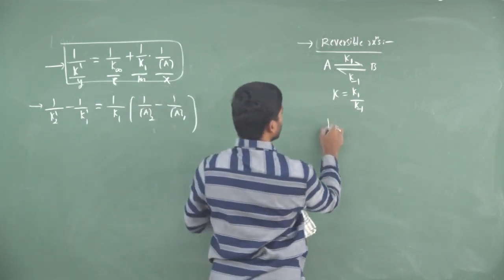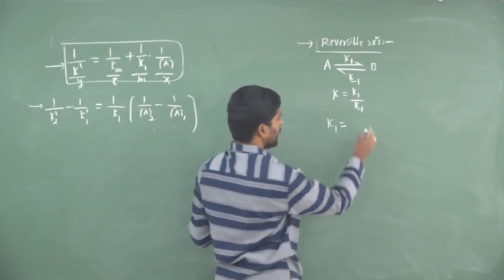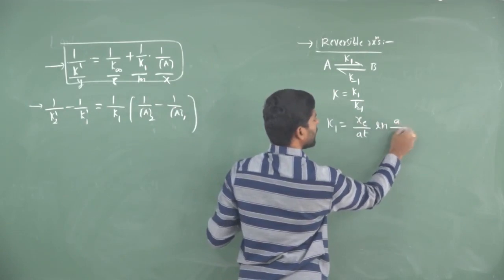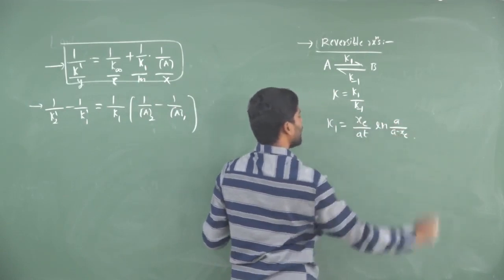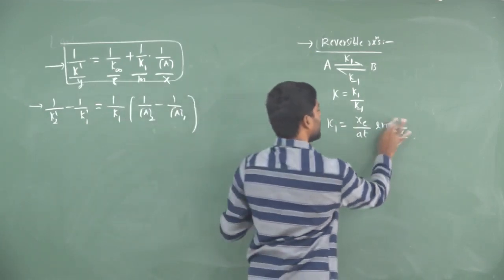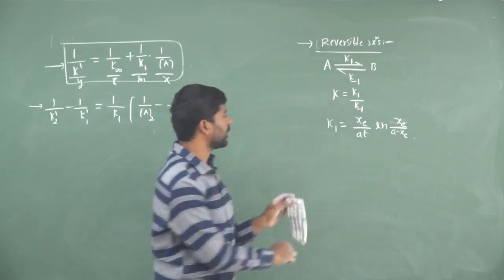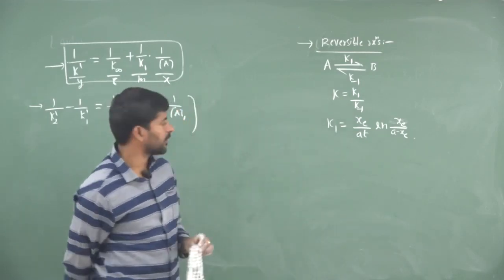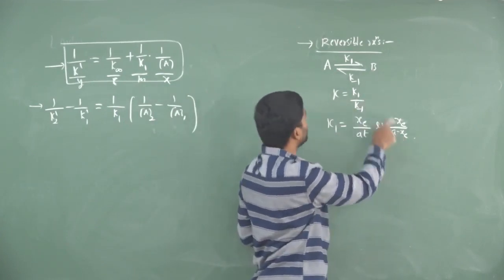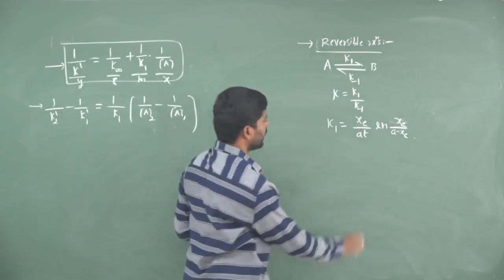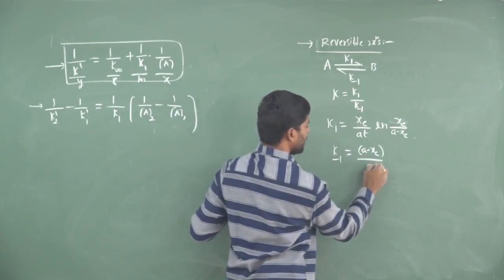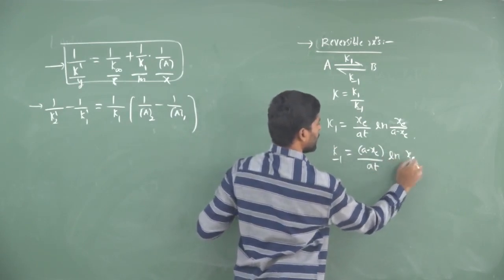What is the expression for K1 we get? Direct K1 is equal to XE by AT ln A by A minus XE, where XE is nothing but the equilibrium concentration of B, and A minus XE is the equilibrium concentration of A. Similarly, K minus 1 is A minus XE by AT ln XE by A minus XE.